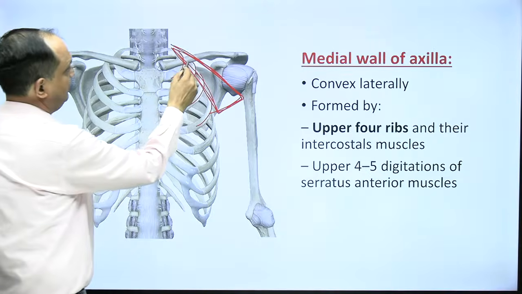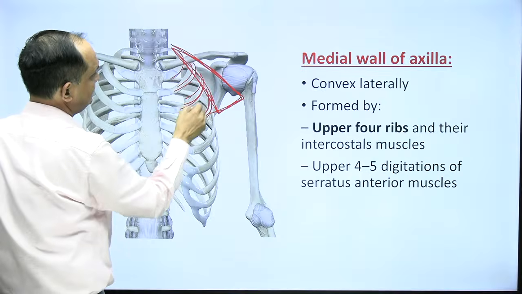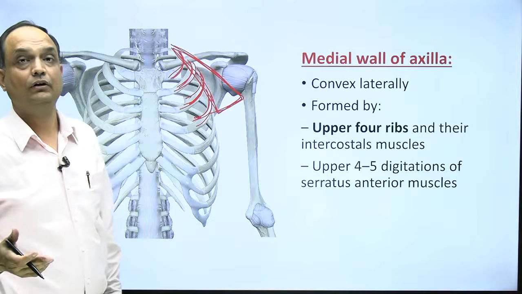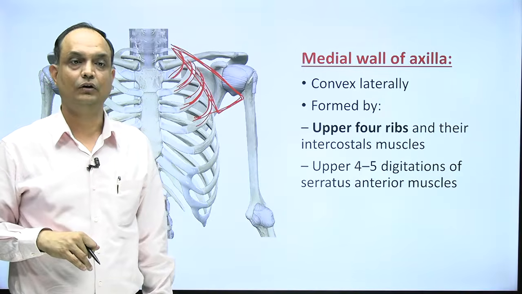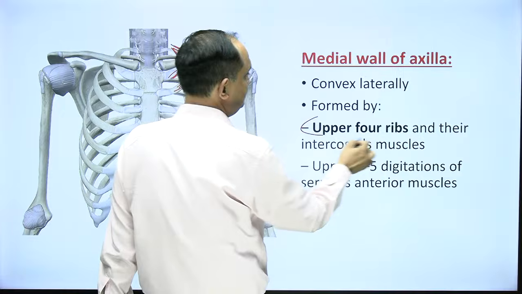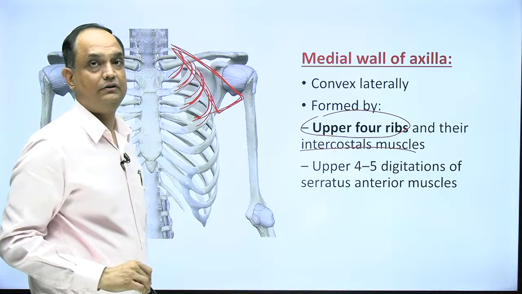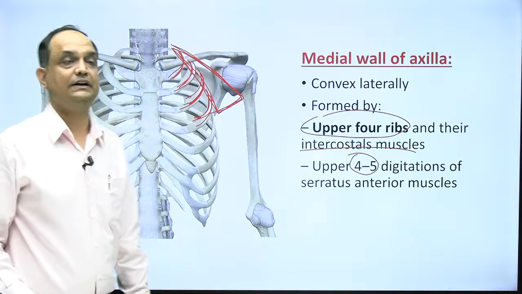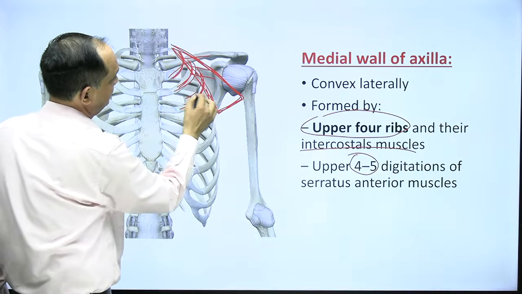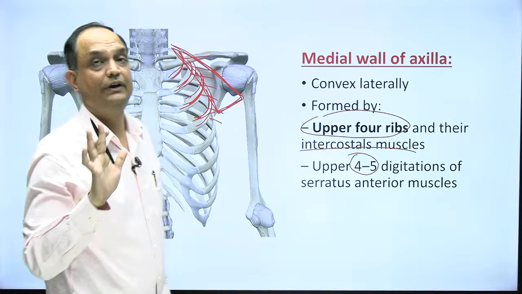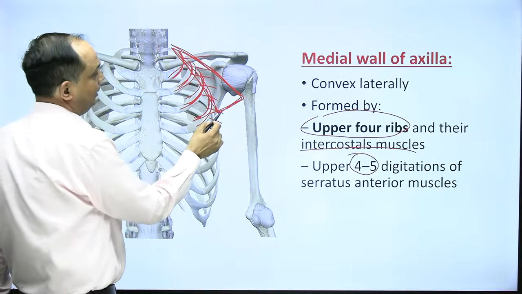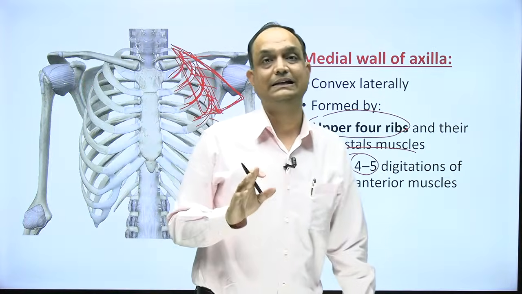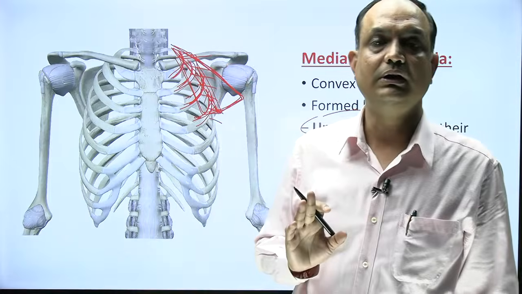Now you are able to understand that this convexity, or the outer surface of the ribs, forms the lateral wall of the chest, which corresponds to the medial wall of the axilla. So this is the upper four ribs and their intercostal spaces where you will have intercostal muscles. Plus, students, the important thing is the upper 4 to 5 digitations of the serratus anterior arising from here. You know that serratus anterior arises in the form of 8 digitations. Out of that 8, only the upper 4 digitations will come in relation with the medial wall of the axilla, or the lateral chest wall when we are talking in terms of axilla.